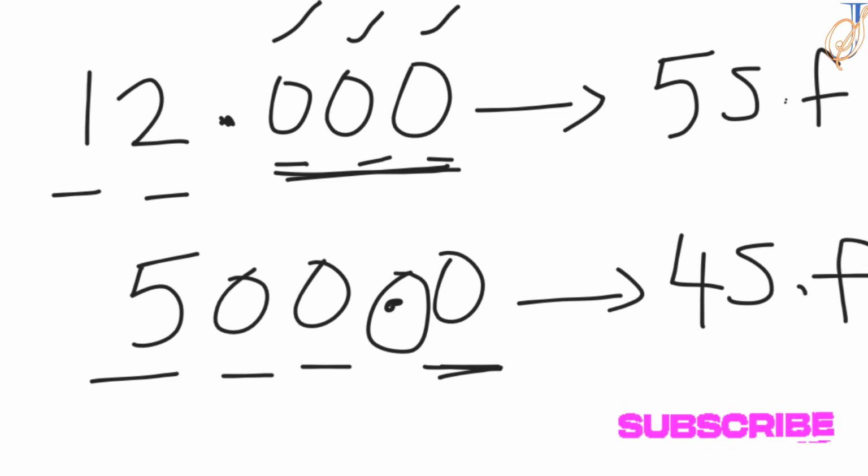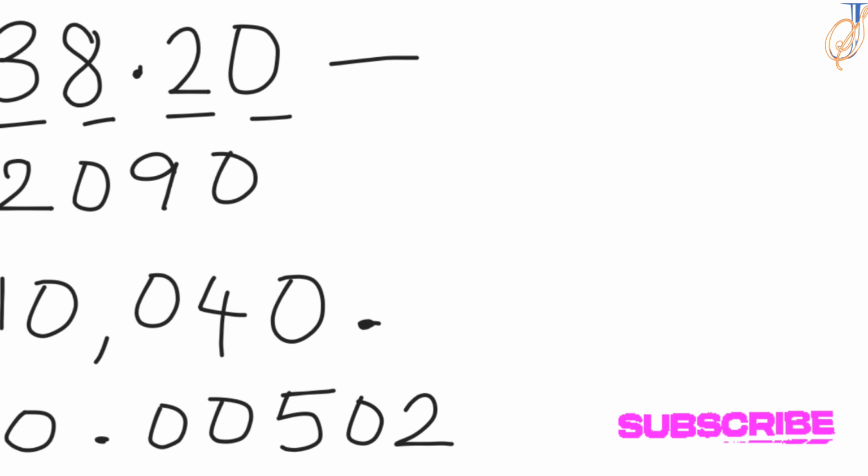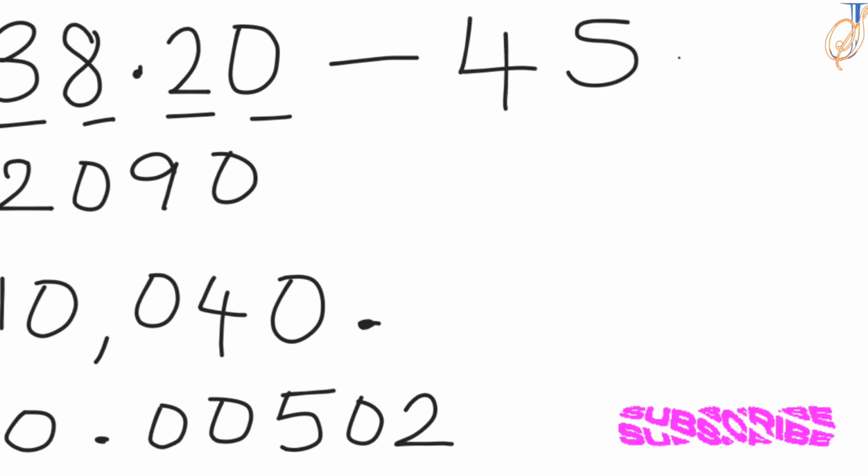Let's practice a few more examples using these rules. The first number, 38.20. Here you have a trailing zero with a decimal point. If a trailing zero has a decimal point, it is countable. So you have to count the zero also. So count all the numbers 1, 2, 3, 4. So 38.20 has 4 significant figures.